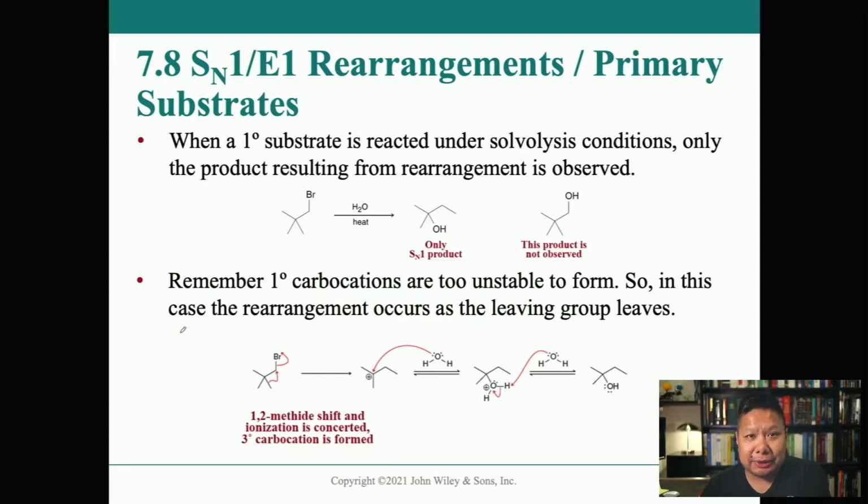When a primary substrate is reacted under solvolysis conditions, or solvolysis, oh, that's how you say that. Under solvolysis conditions, only the product resulting from the rearrangement is observed, which makes sense, right? Because again, we're going to do another rearrangement here, where the bromine leaves on its own as a leaving group, and then we'll have a positive carbocation on that one little carbon right there as a primary. Oof, that's not very stable. So we can do a shift here, right?